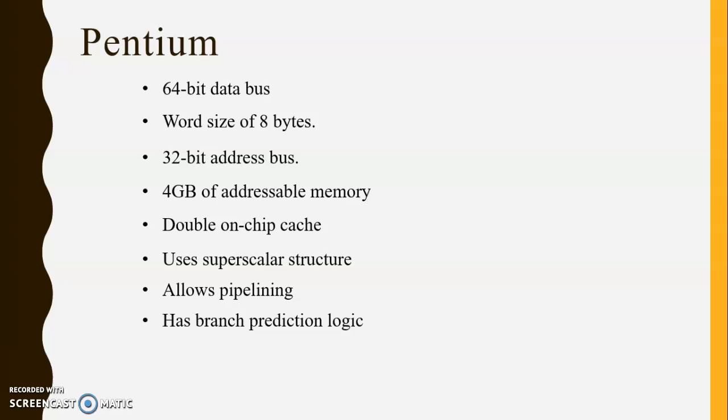It has branch prediction logic. What is branch prediction logic? It simply means that because of this, the programs which have branching instructions or the algorithms which contain branches will be executed more efficiently.